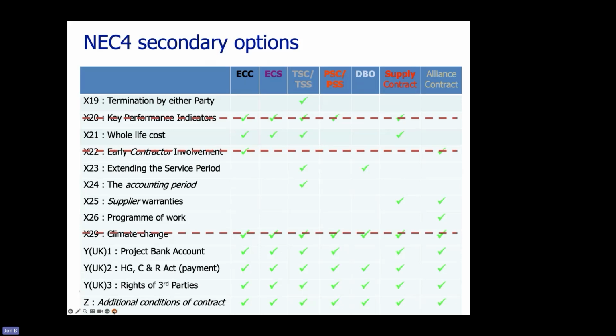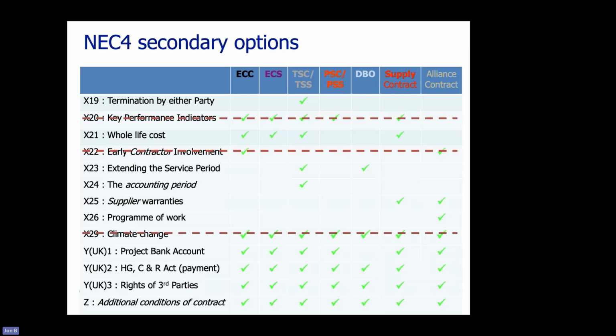So we're on to the last slide. So we're going to work our way through here. So first, I'll just talk through this slide rather than do separate slides. So termination by either party is under the term services contract or term services subcontract. Effectively, what that allows is either party to get out of a contract early when it's not working for them.